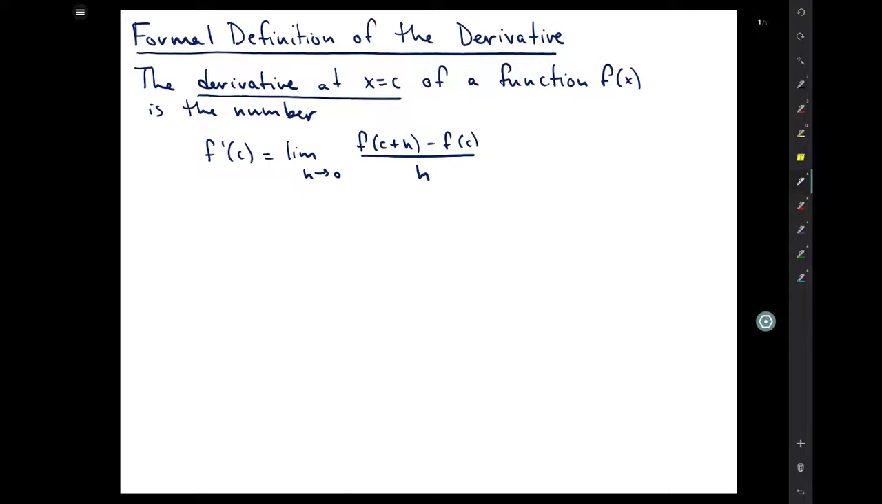So the definition is that the derivative at a point x equals c of a function f of x is the number f prime of c equals the limit as h goes to 0 of f of c plus h minus f of c divided by h, provided that this limit exists.